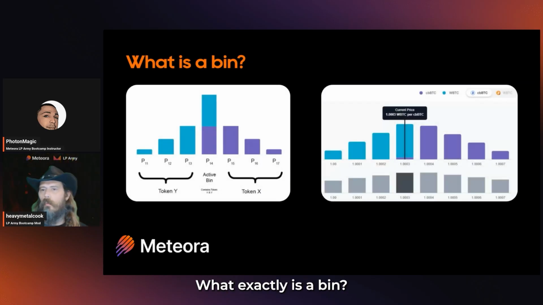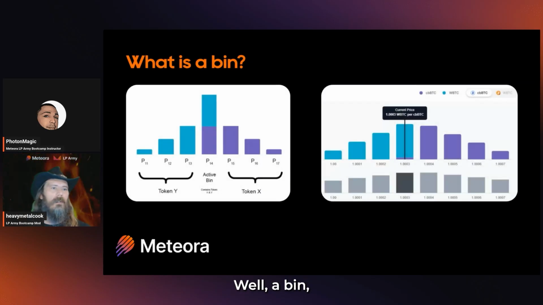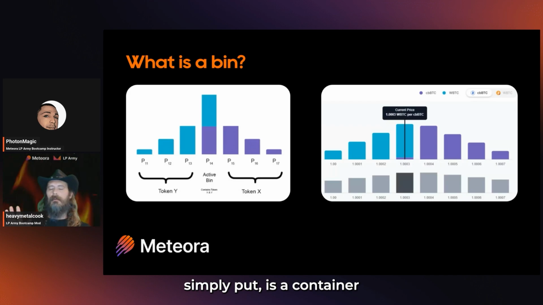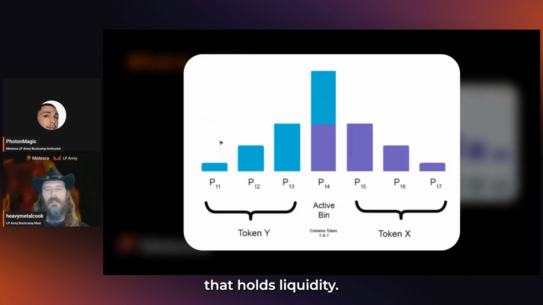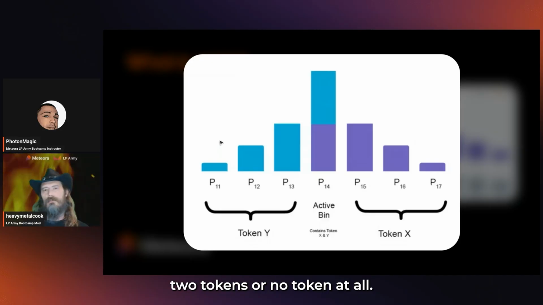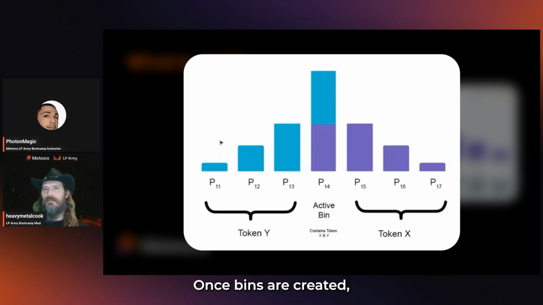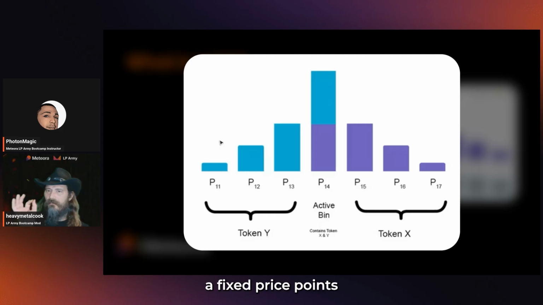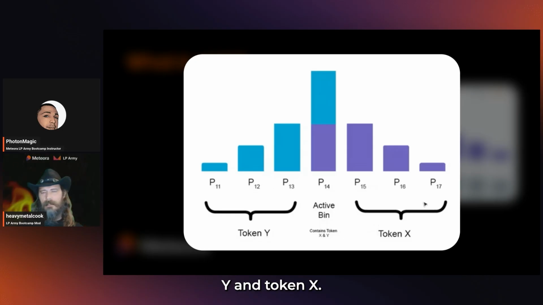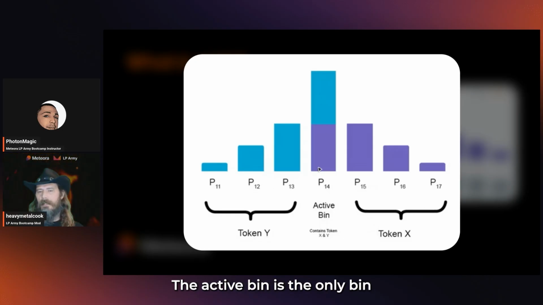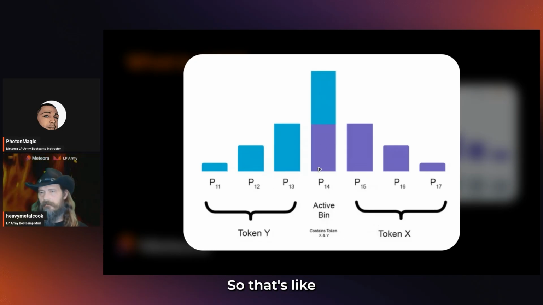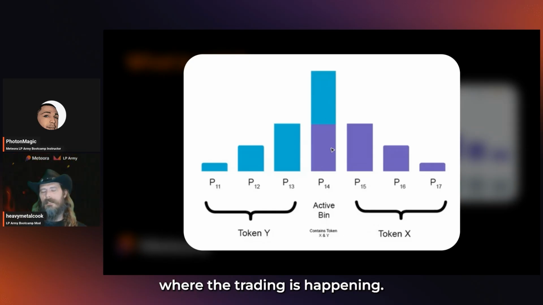Let's go in here. What exactly is a bin? Well, a bin, simply put, is a container that holds liquidity. A bin can hold one token, two tokens, or no token at all. Once bins are created, they're created at fixed price points, and they don't move from that price point. We can see here token Y and token X. The active bin is the only bin that can have both tokens in it. So that one bin is where the trading is happening.